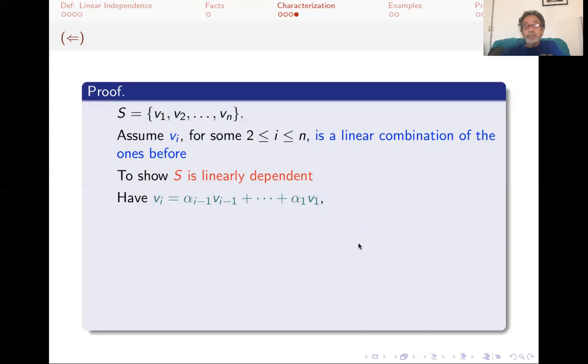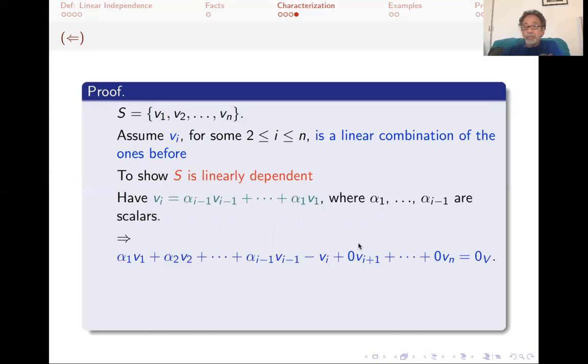Well, we can bring it to the other side, and when we bring it to the other side, we can also add on v_{i+1} through v_n and give them scalar zeros. And so our original equation becomes alpha 1 v1 plus alpha 2 v2 all the way till alpha i minus 1 v_{i-1} minus vi plus 0 v_{i+1} all the way till 0 vn equals the 0 vector. And now what we have is a linear combination of elements of S equal to 0.